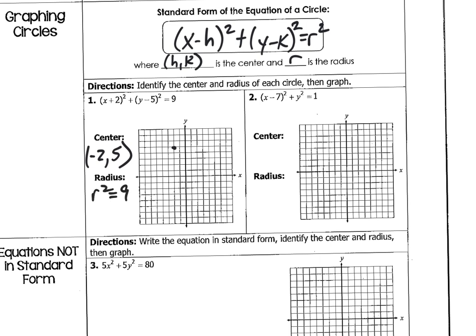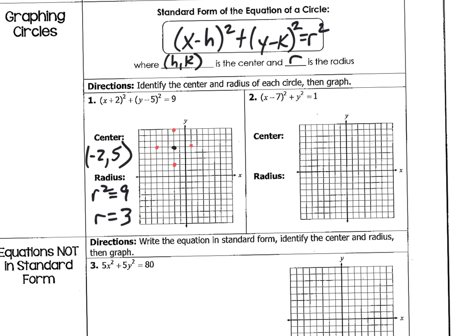Okay, and then we know r squared is 9, so then that means my radius would be 3. We just got to make sure we take the square root of it. Okay, we're going to make a circle here. So to get a circle, we're going to plot 4 points from the center. And so we're going to count 3 units in every direction we can. We cannot go diagonal, but we can go right, up, left, and down. So we're going to go right 3. We're going to go up 3, left 3, down 3. That's going to give us 4 points.